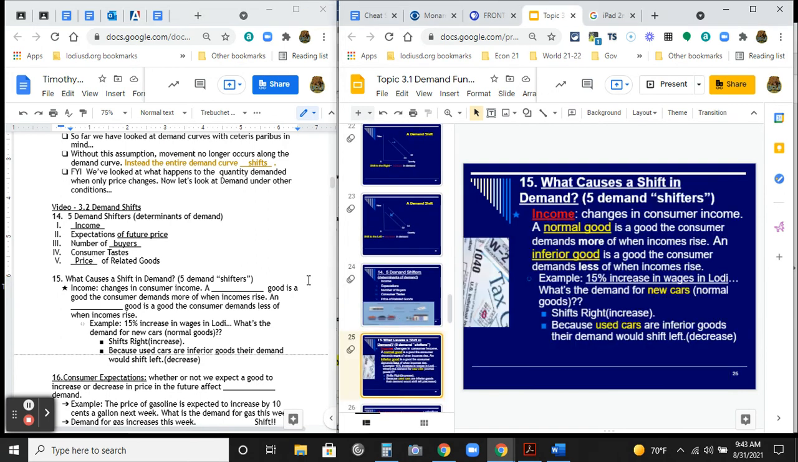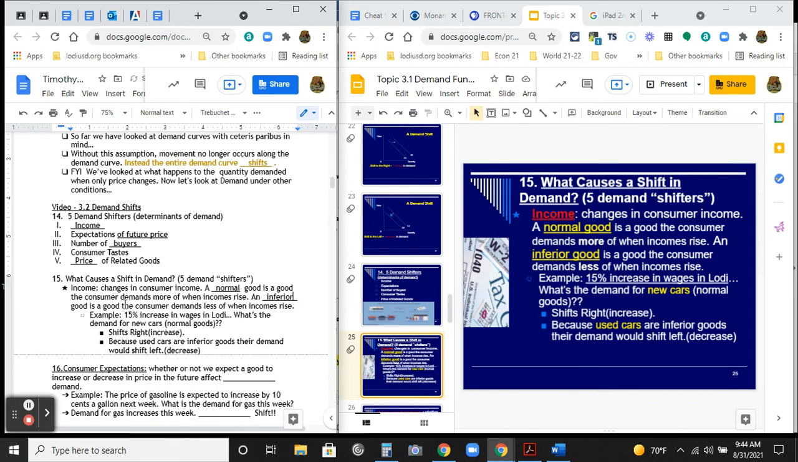All right. What causes a shift in demand? When you're talking income, it could change how a consumer wants something. So, a normal good is as income rises, demand increases. Demand will increase as income rises, and there'll be corollaries. An inferior good, as income rises, demand will decrease.